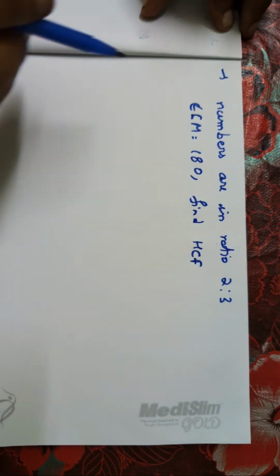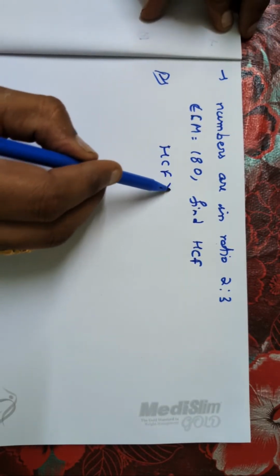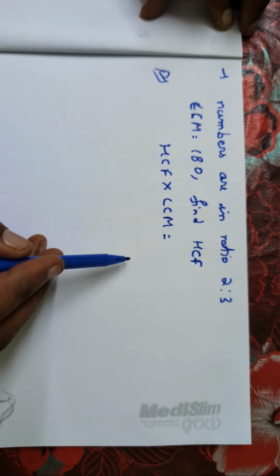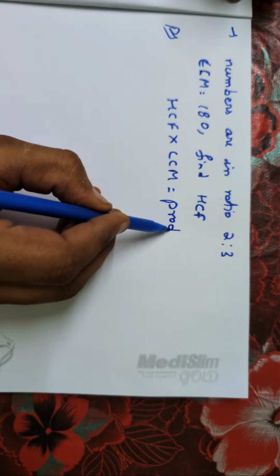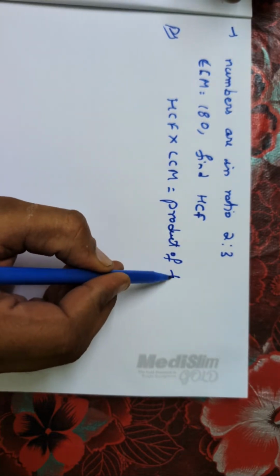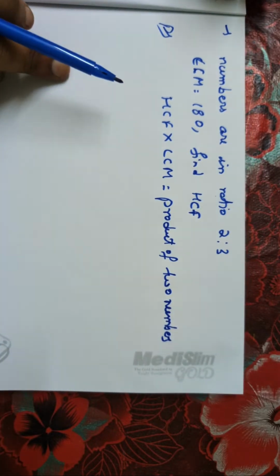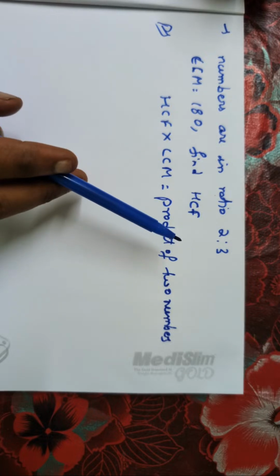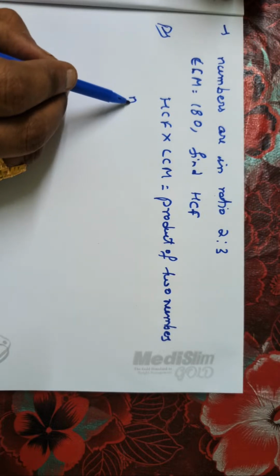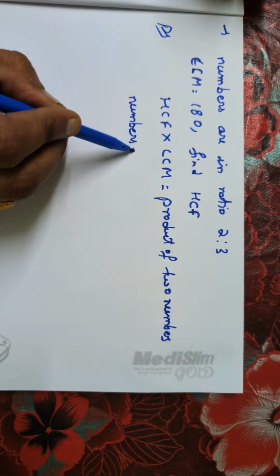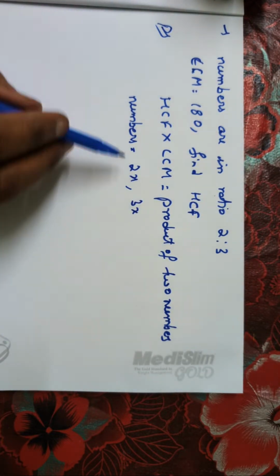For this type of question, we have to remember that for two numbers, HCF into LCM will be equal to the product of the two numbers. But as they have mentioned, the numbers are in the ratio of 2:3. So let's consider the common multiple as x. Then the numbers will become 2x and 3x. So what is the LCM of 2x and 3x?